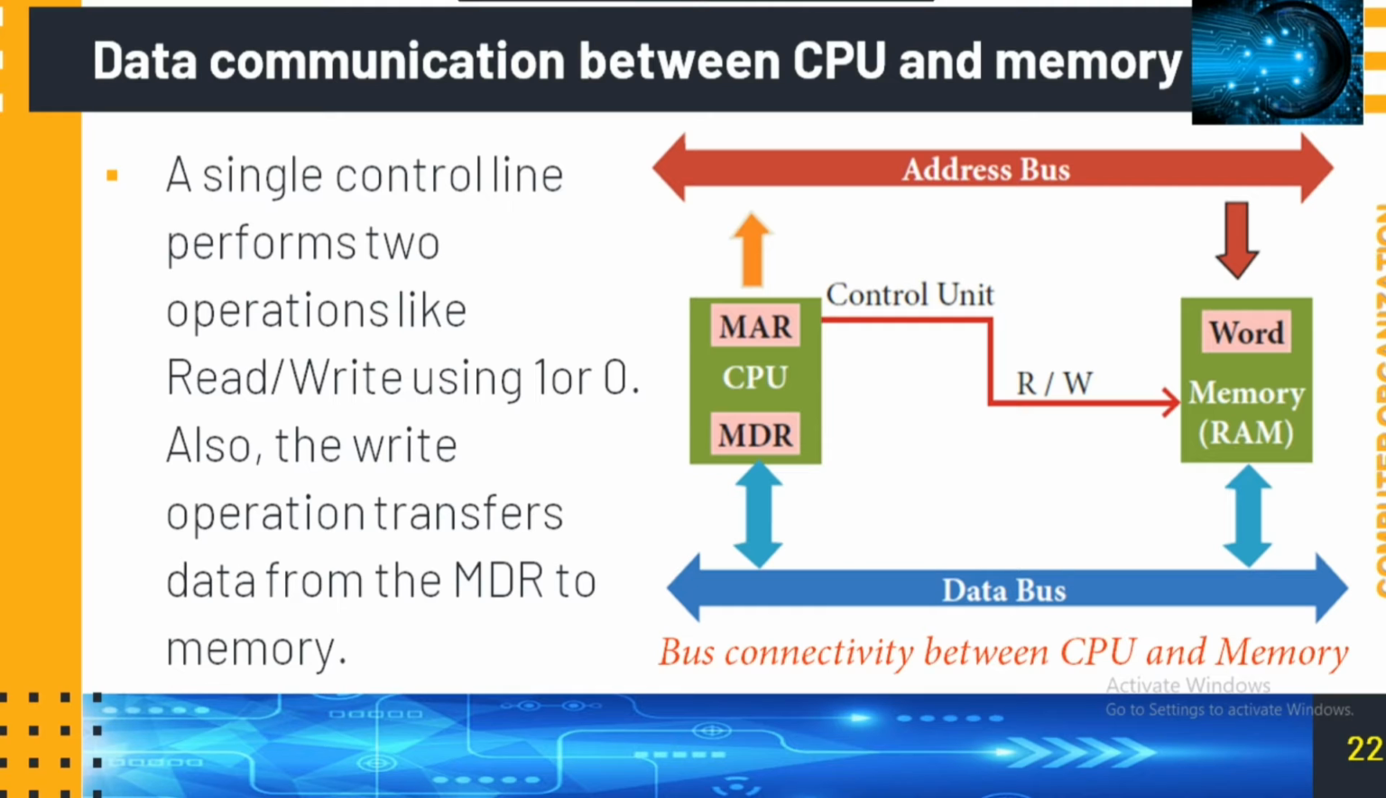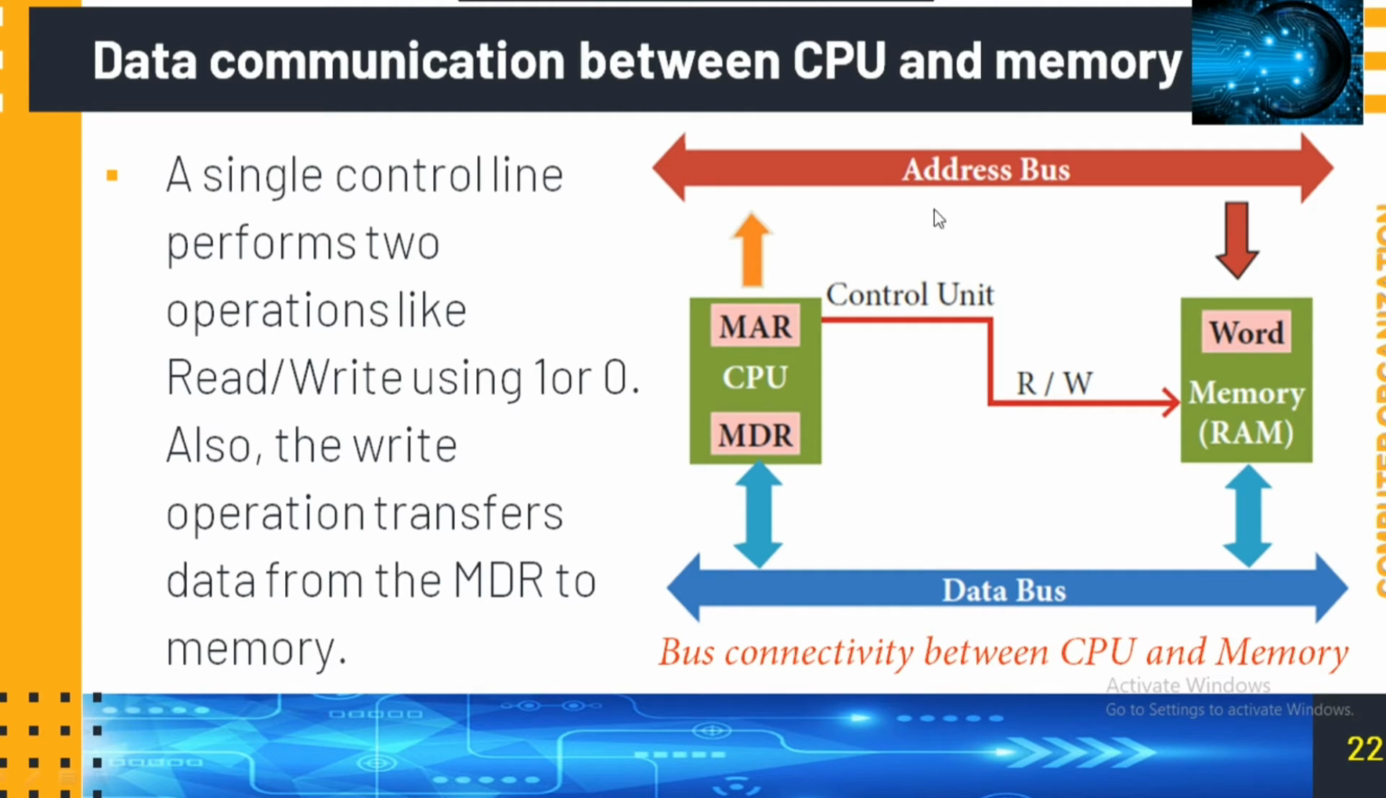In the same way, if we want to send information to the output unit, the control unit must give a signal to it. In the same way in memory we use two operations, read and write. Both these operations are performed using a single control line. This control line is marked for a read or write operation using 1 or 0. The write operation transfers data from the MDR, the memory data register, to the memory.